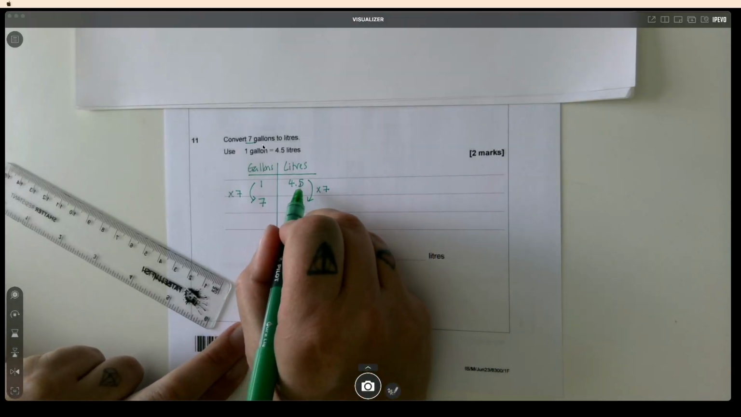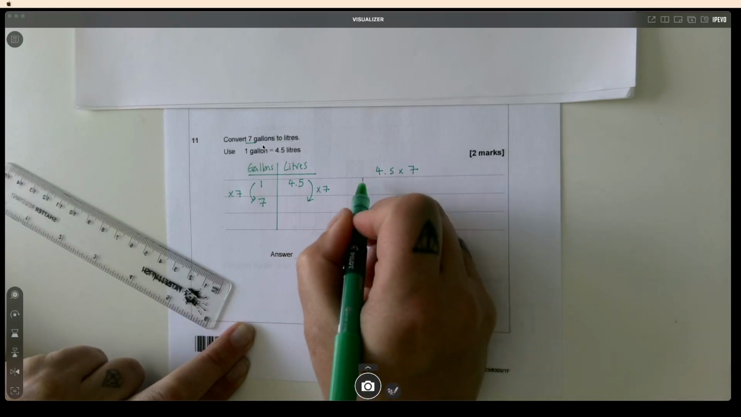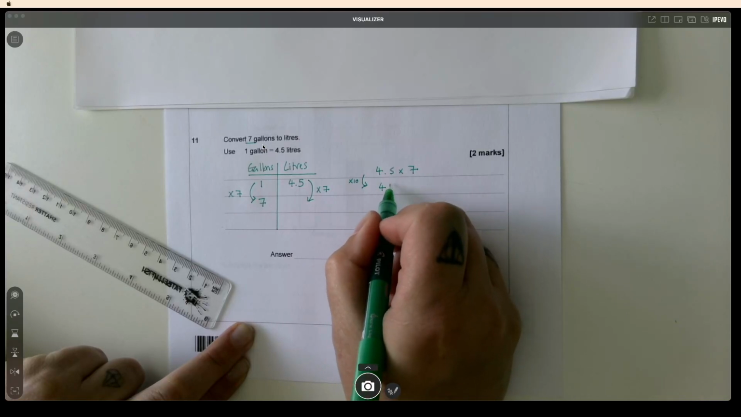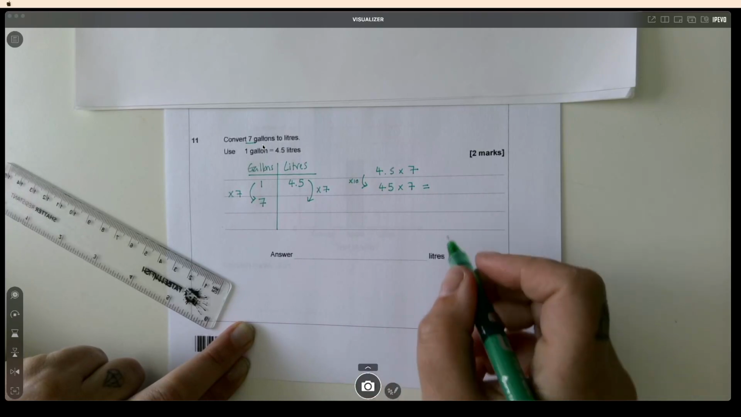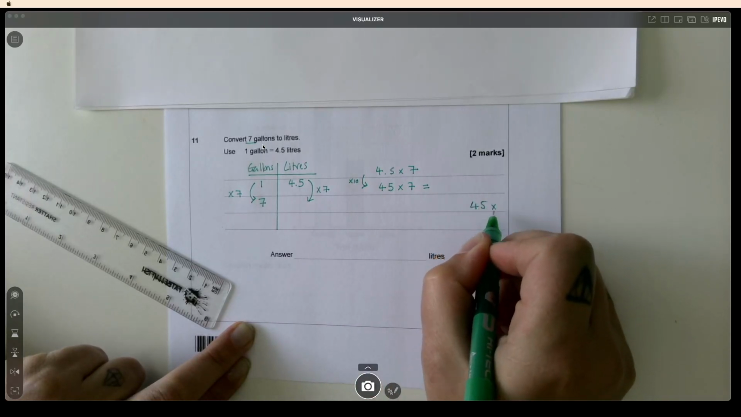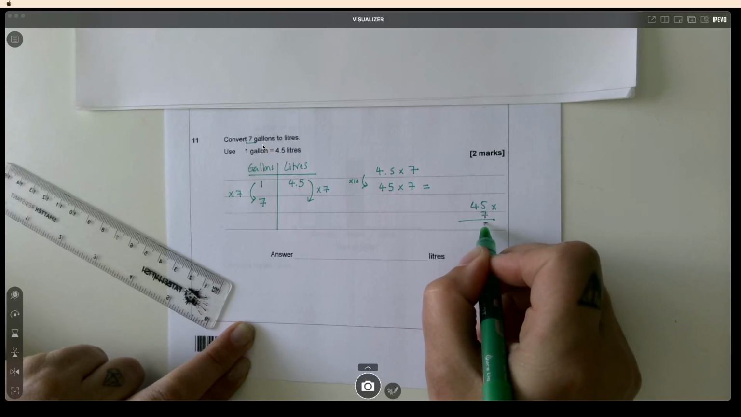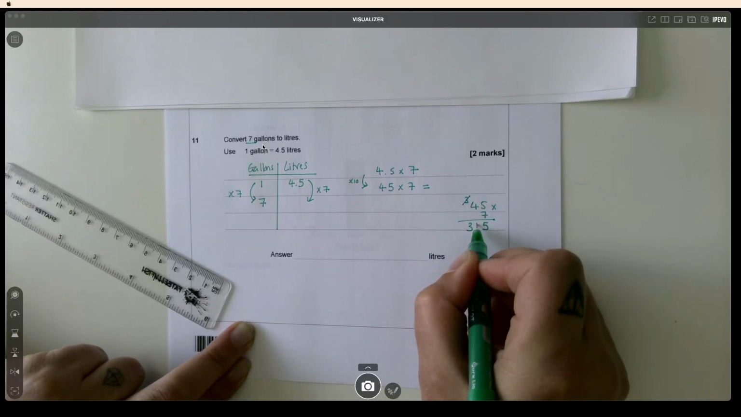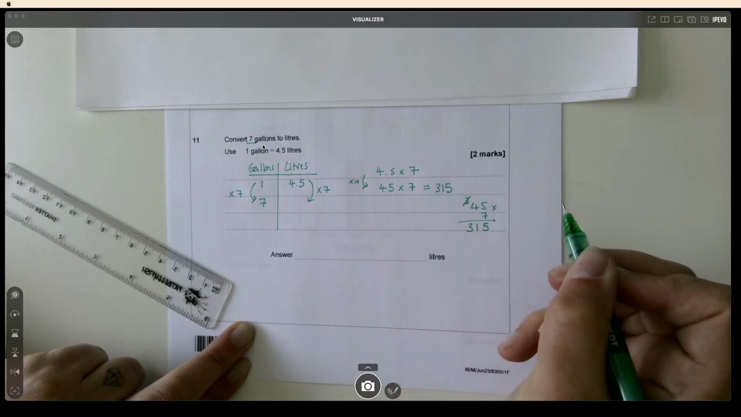So the sum we're doing is 4.5 multiplied by 7. Okay, so what I'm going to do is I'm going to multiply 4.5 by 10 to make it 45. And then I'm going to calculate the sum 45 times 7. You can do this however you like. I'm going to use column method. So 7 times 5 is 35. And then 7 times 4 is 28. Add the 3, which gives us 31. So 45 times 7 is 315.